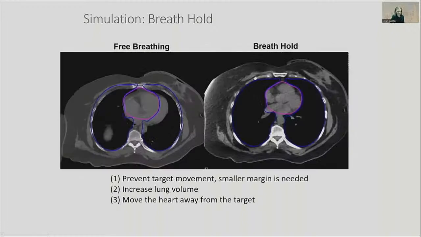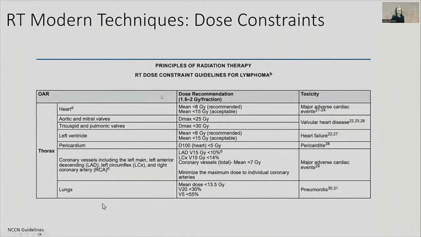This is an example of our patient with a comparison of the free breathing versus the breath hold. And what you can see is that if we have to treat this breast, when the patient is in the breath hold position, that heart is significantly displaced from the breast and allows us a much better chance of keeping radiation off of the cardiac structures compared to the heart's placement in the free breathing position. There are now RT dose constraints specifically for lymphoma in the NCCN guidelines, which are helpful in guiding providers in terms of what should be the goals for organ at risk doses.